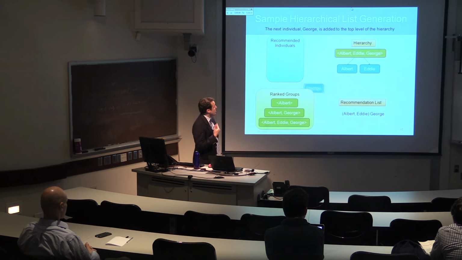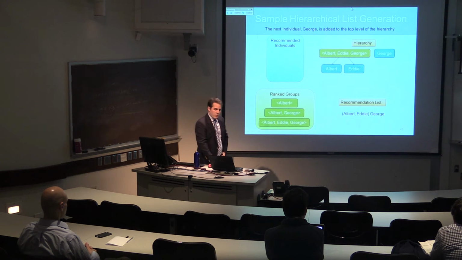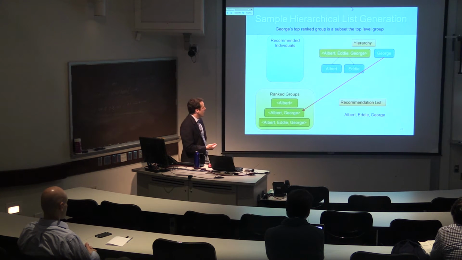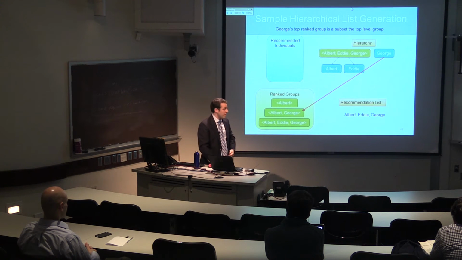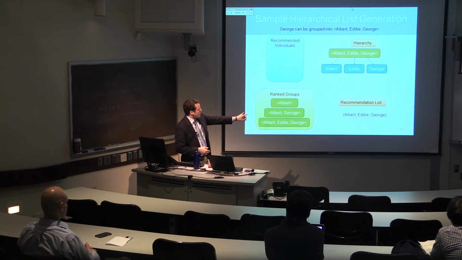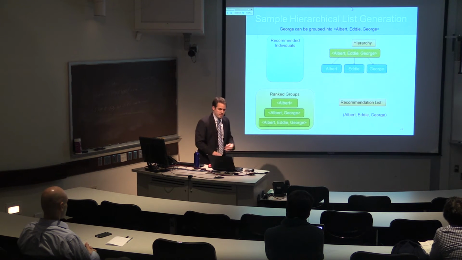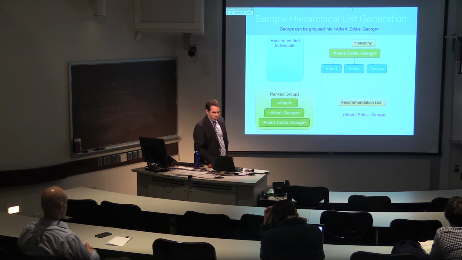So we'll then add George to the top level of this hierarchy next to this group up here, because Albert and Eddie can't be merged any further. George's highest ranked group is a subset of his neighbor, which means we can group him down inside this level, putting him next to Albert, Eddie, and George, meaning we can select them all together. However, we might be able to do this recursively and add more groups at lower levels.